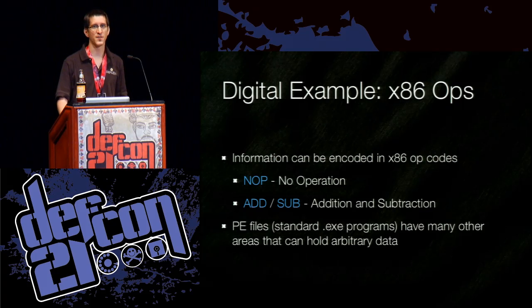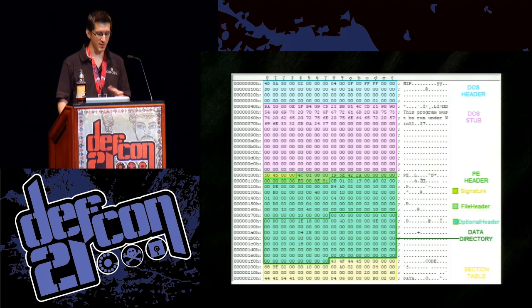PE files or exe files, they have a lot of other areas where you can encode information. This is looking at some of the raw bytes in hex form of a PE file, and you can see that there's a lot of space there where you can jam data that isn't expected by the user, but it wouldn't impact the running of the program, but it would hide data. So if you send this exe to someone, they can decode it on their side.